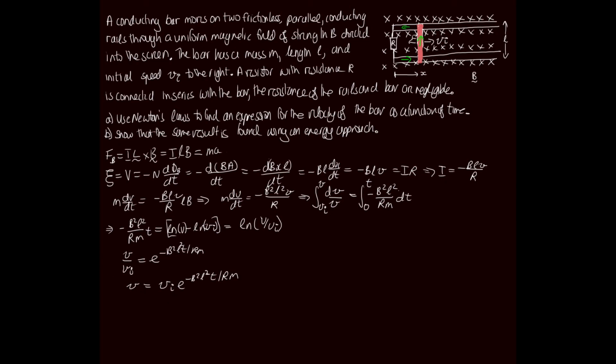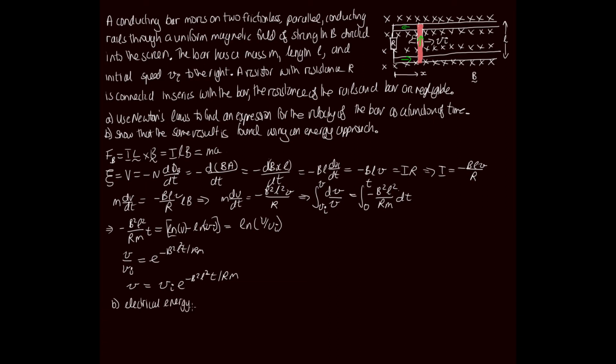So now in the second part it says show that the same result is found using an energy approach. So let's start that here. We've got two types of energy involved in this question. The bar is changing its speed, so we've got a kinetic energy which is changing, and we've also got electrical energy because we've got a resistor here. Nothing else has resistance, but we do have a resistor here, and so electrical energy is going to be lost in the resistor.